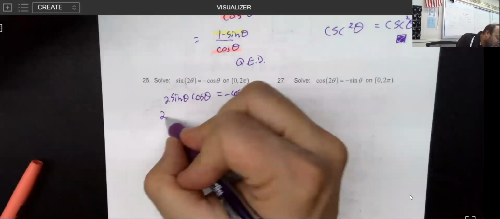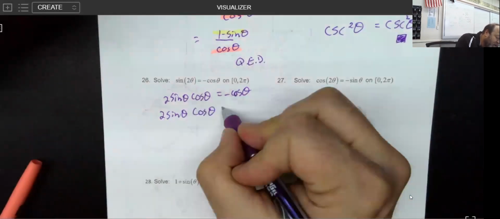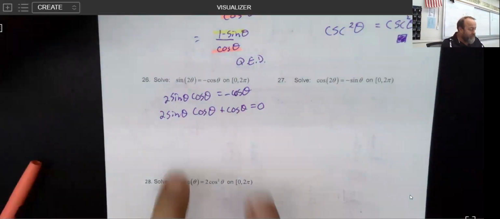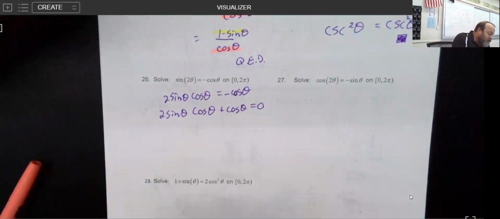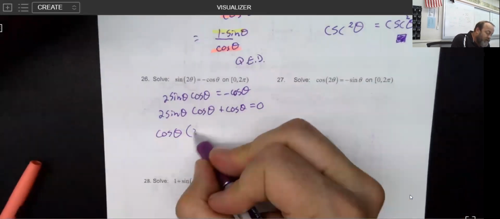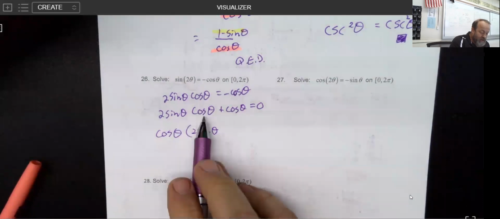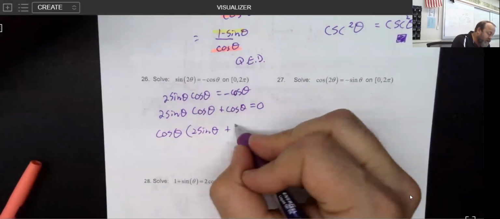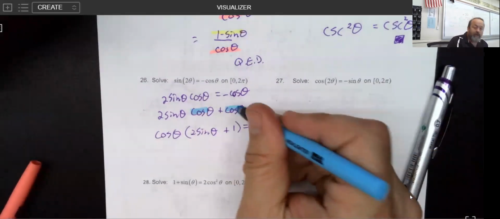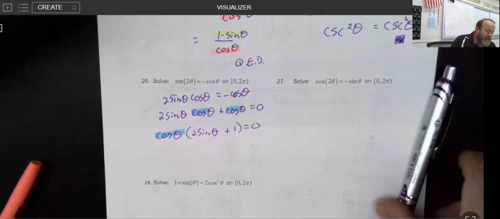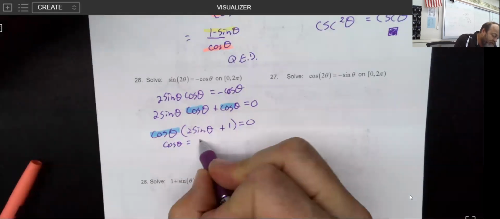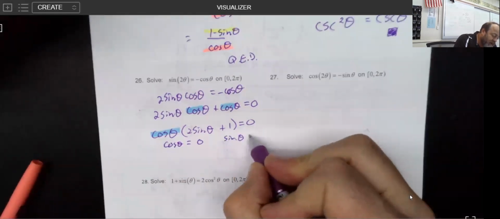So we're going to go ahead and move this cosine across to the other side, because if I can move it to the other side, then I would notice that I have a common factor. So what I'm going to do is take a cosine out of both of those. And that should leave me with 2 sines out of here, because I took the cosine out and I took this cosine out, which is going to leave the number 1. So notice that I removed the cosine that they had in common, put it out here in front. And so the only way that this product can be 0 is if the cosine itself is 0, or if the sine itself is negative 1/2.